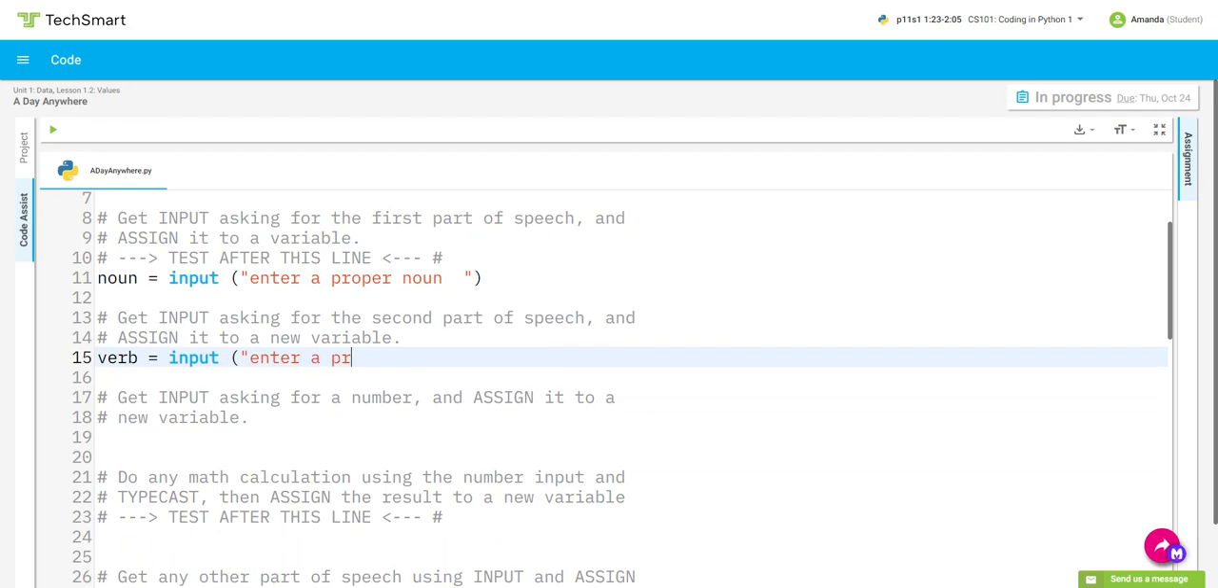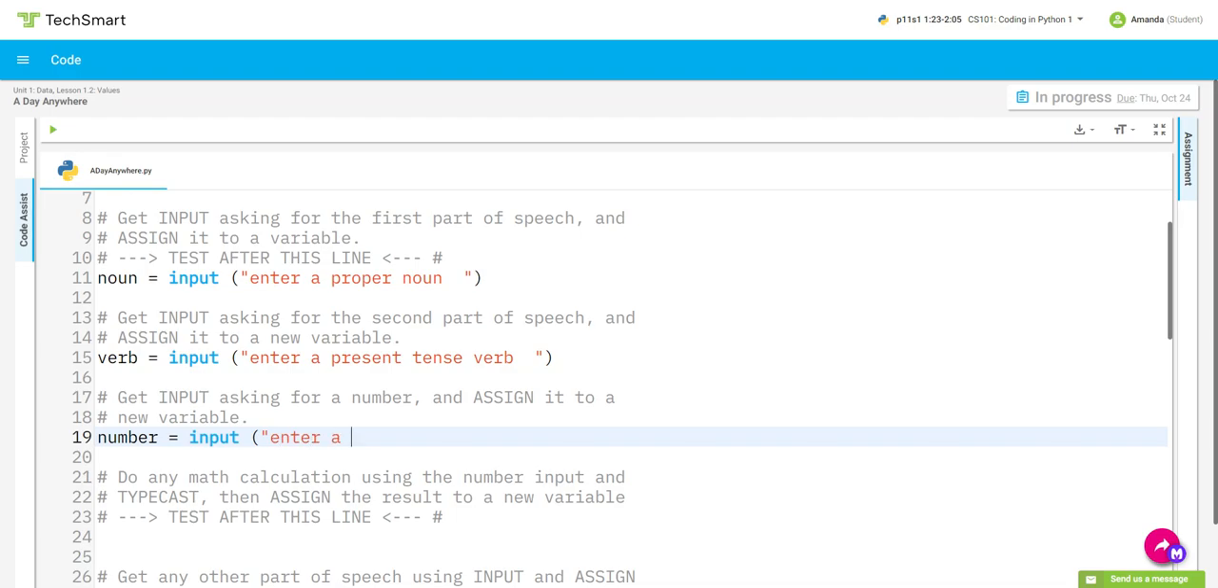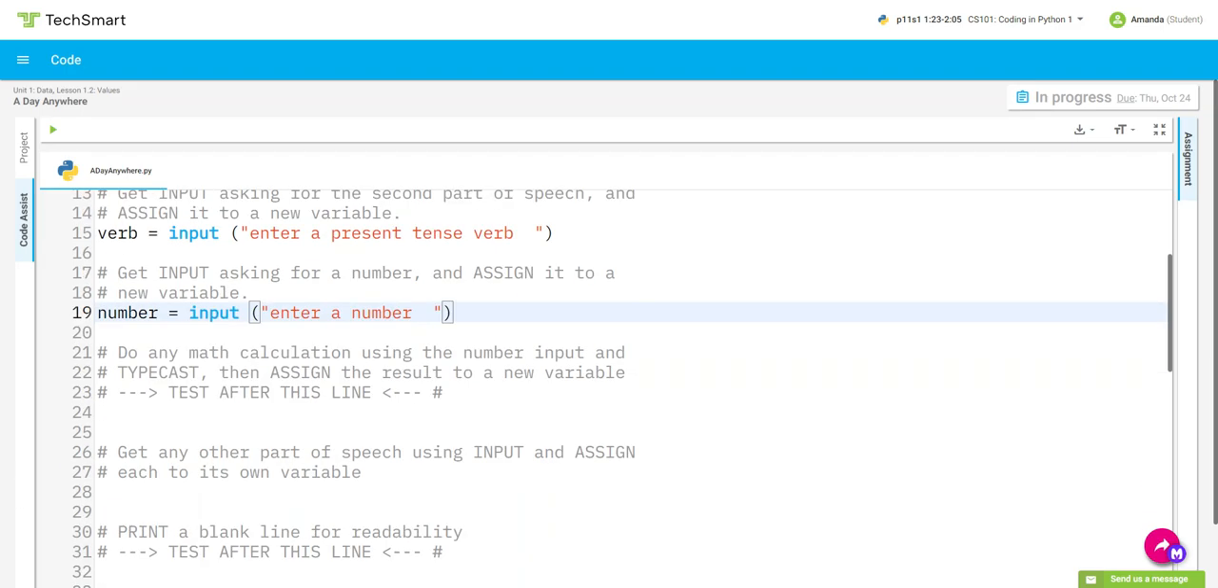Enter a present tense verb. Okay. And get input asking for a number. So number equals input. And I'm going to say enter a number. And then do any math calculation using the number input and typecast. Then assign the new result to a new variable.